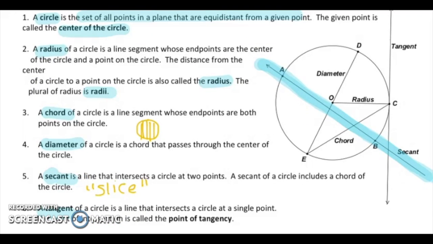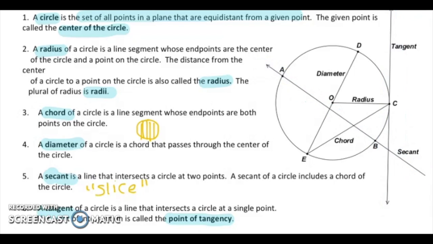A tangent of a circle is going to hit the circle just one time. So a tangent is a line that goes right adjacent to the circle, and it's going to hit it at just one point. And that point has a special name. It's called the point of tangency.